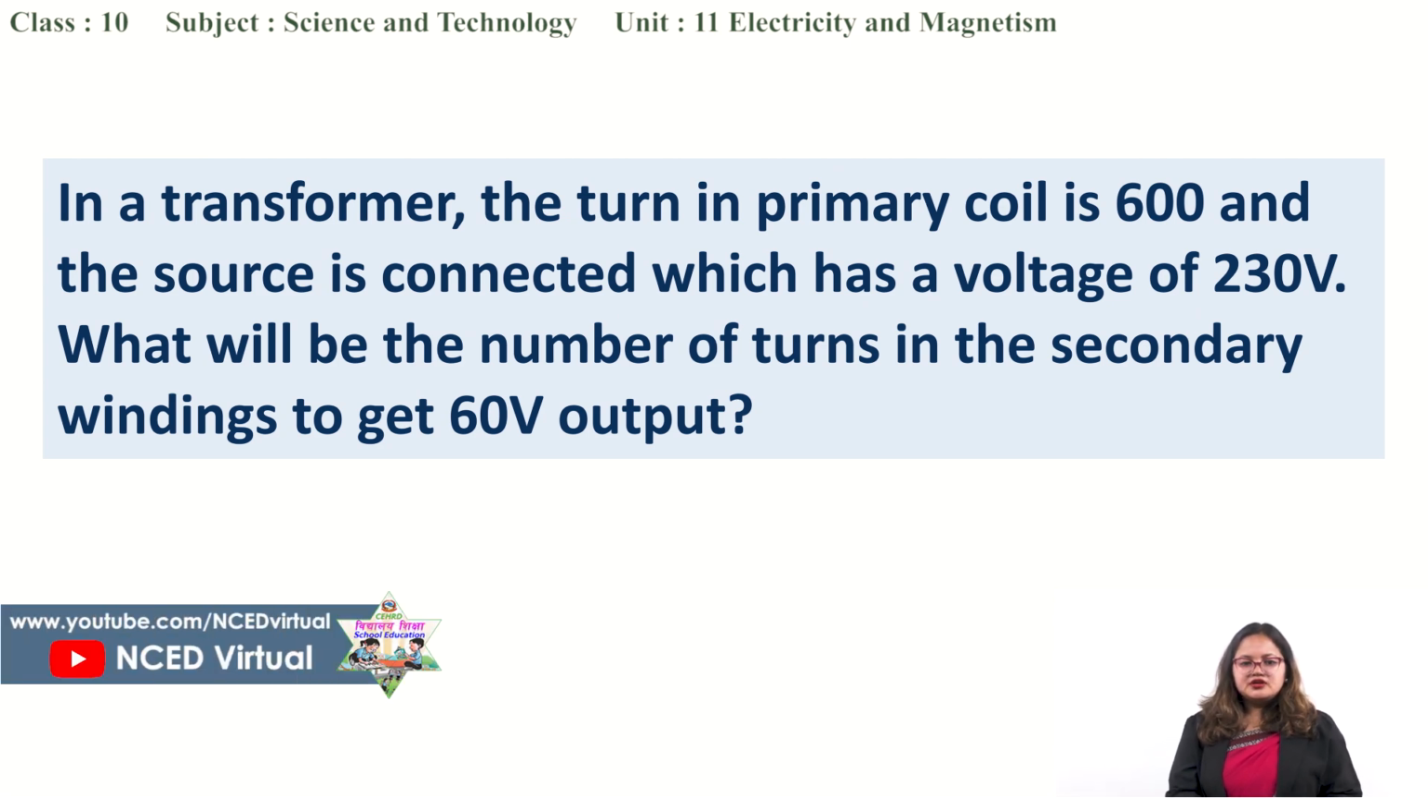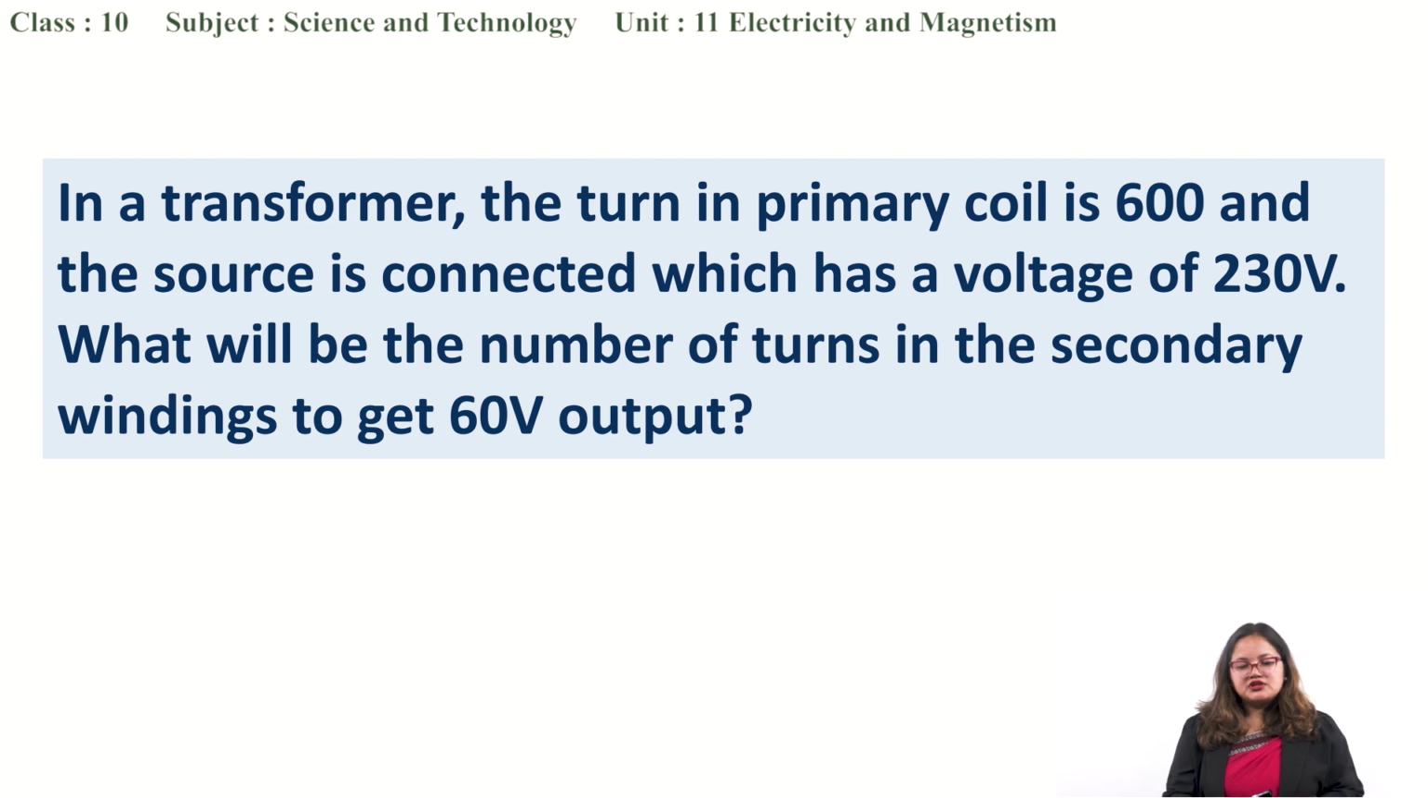So here the question has given the turns in the primary coil as 600. We have the number of turns in the primary coil, which we are going to represent as Np. It is 600. And the source is connected which has a voltage of 230 volt. Since the source is connected, the voltage given in this question is the primary voltage, which is 230 volt. Now what will be the number of turns in the secondary windings to get 60 volt output? Here the output voltage is given, which is the secondary voltage and denoted as Vs.